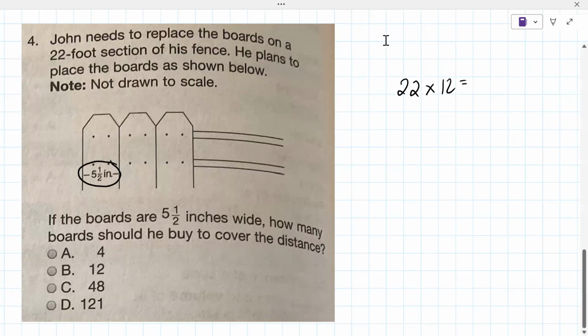And here's the thing, you don't have to be exact. These answers are pretty far apart, so estimation is a way to do these problems if you get stuck on what to do. Yes, I'm not sure what to do. Well, go ahead and multiply these numbers.